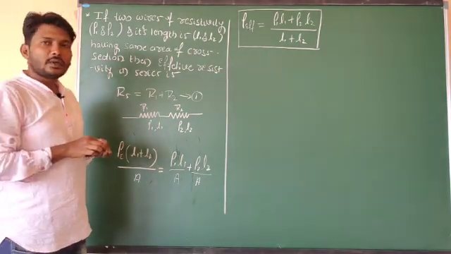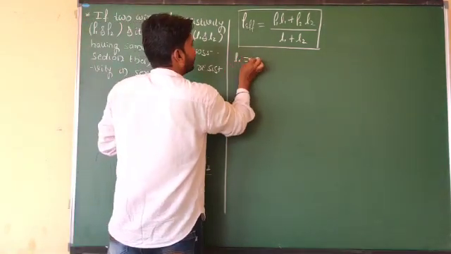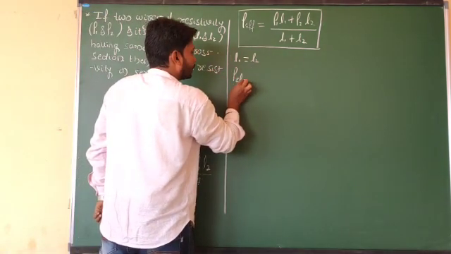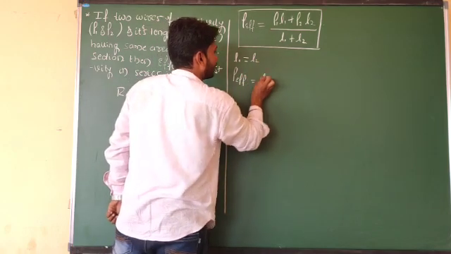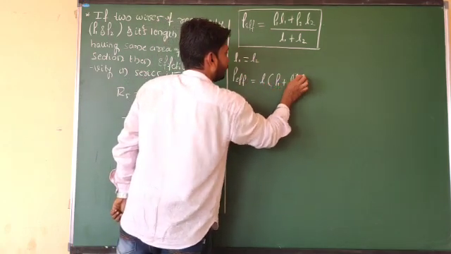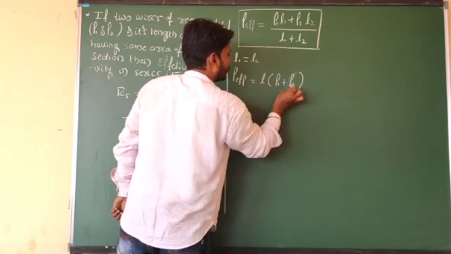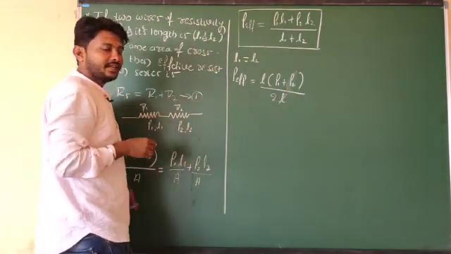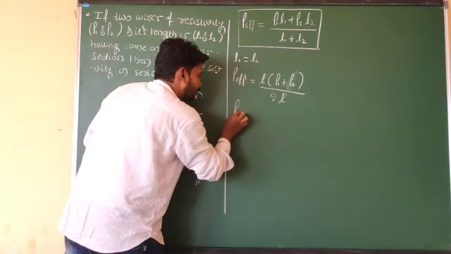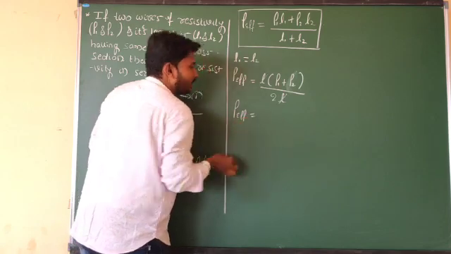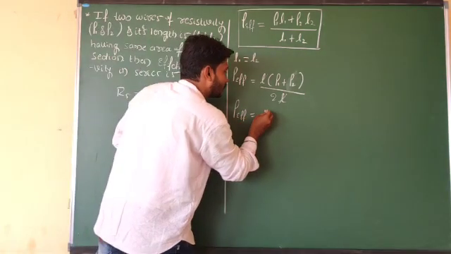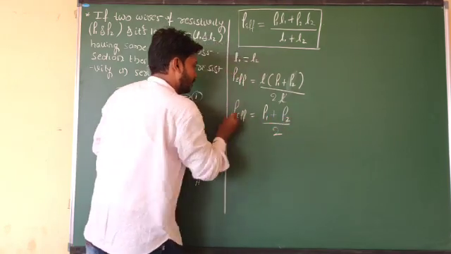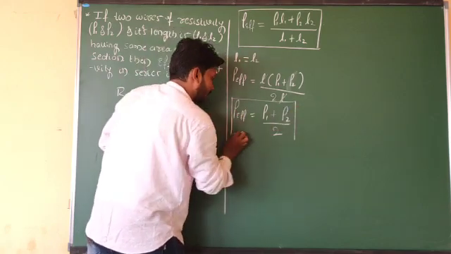Look here, if the lengths are the same, if L1 is equal to L2, then what happens? The effective resistivity will be, taking L as common, L times (ρ1 plus ρ2) divided by L plus L, that is 2L, so the L term gets cancelled out. Then the effective resistivity in series combination, if the lengths of the two wires are the same, is (ρ1 plus ρ2) divided by 2. Hope you understand these things.